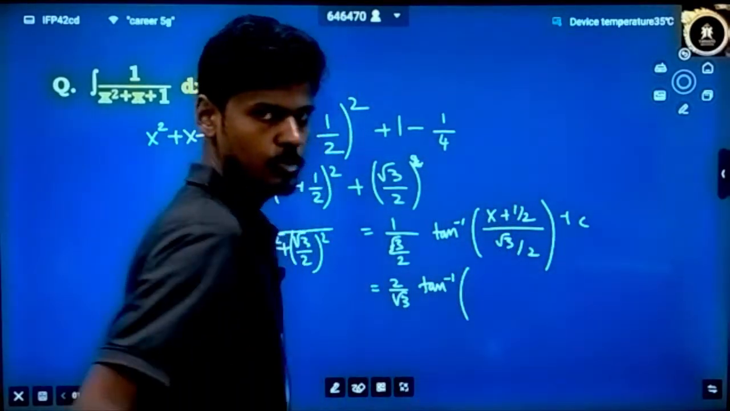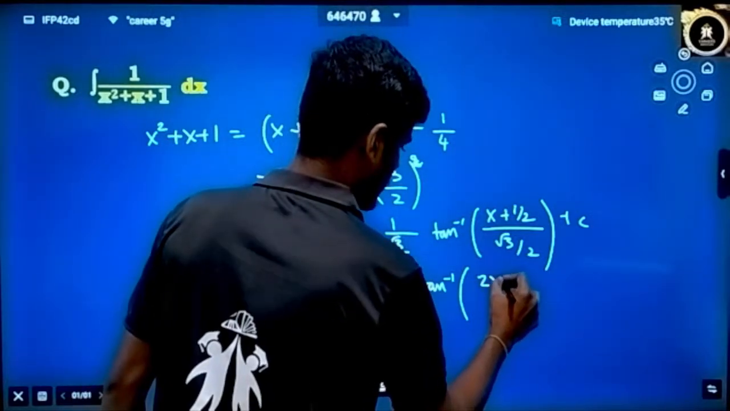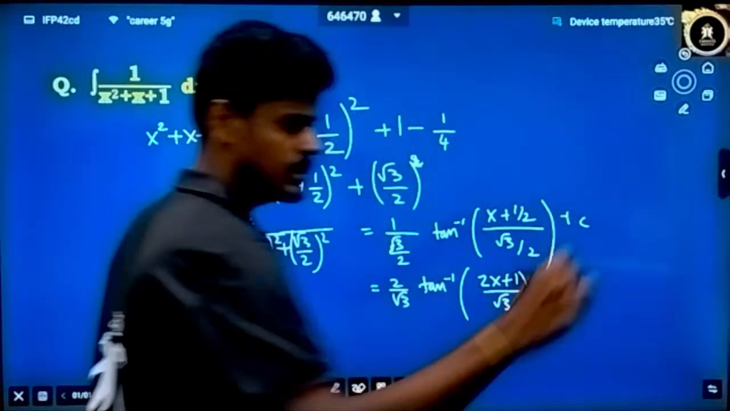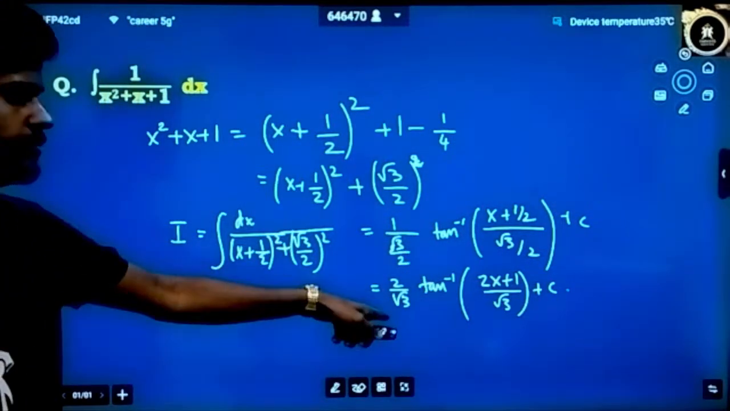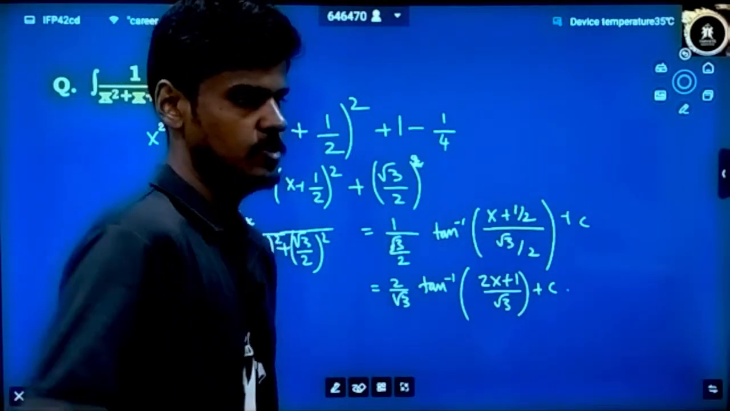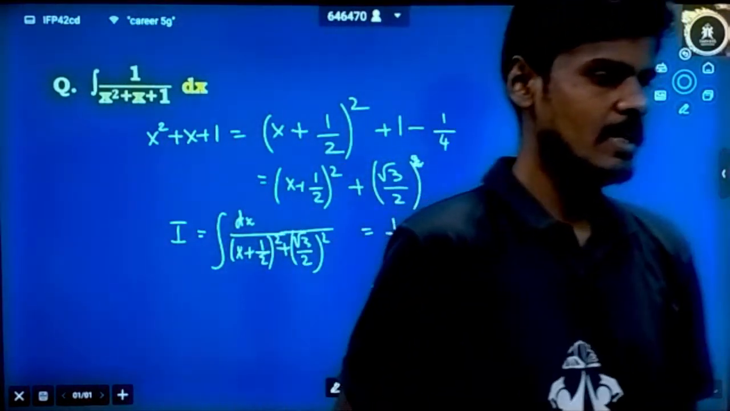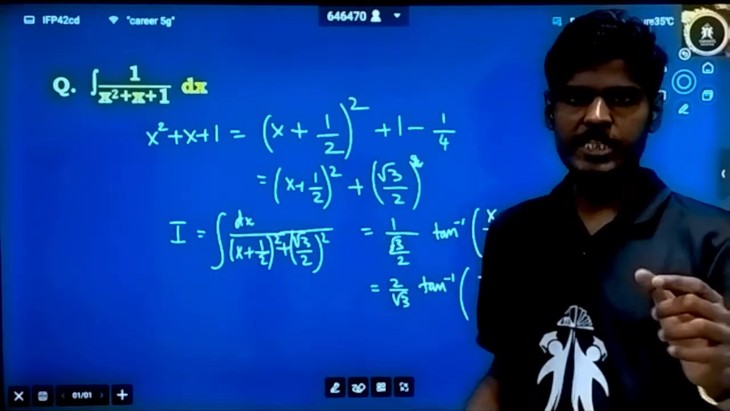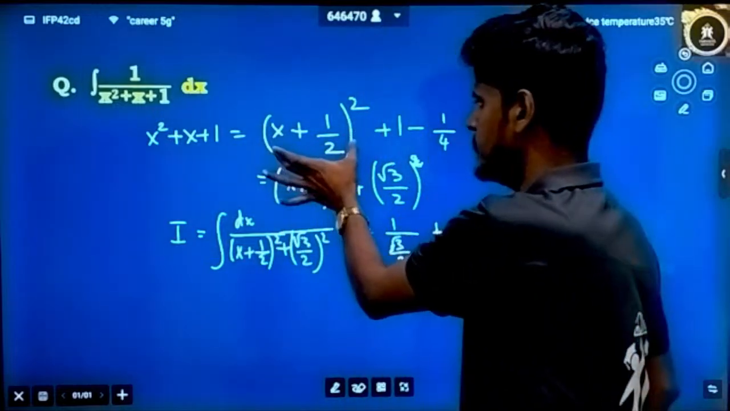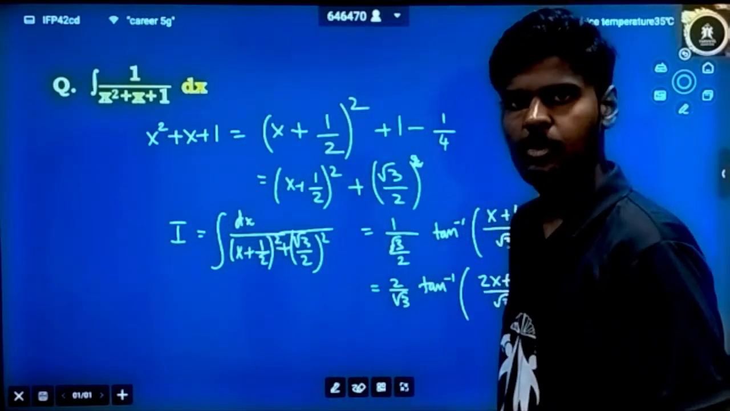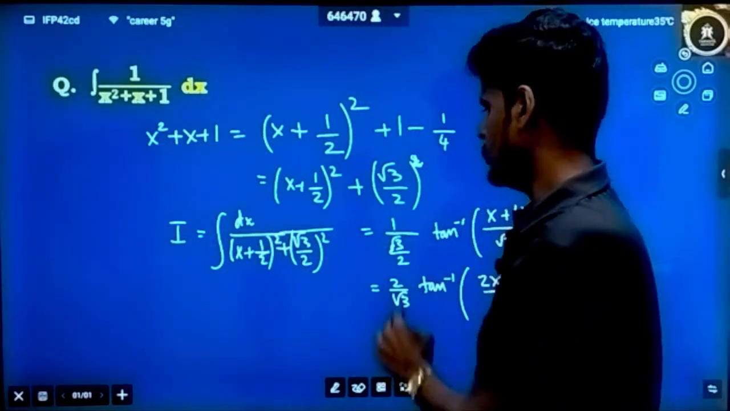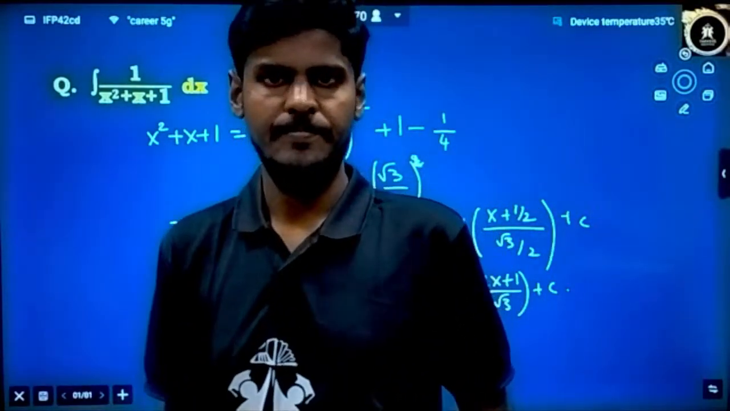Now this is equal to 2 by root 3 tan inverse of, here we will get 2 in the numerator, so we get 2x plus 1 divided by root 3, plus the constant of integration c. So the final answer will be 2 by root 3 tan inverse of 2x plus 1 by root 3 plus c. So this is how we should solve this question, students. Clear now how to solve? What is the first step? Try to write this in terms of a perfect square. That will be x plus 1 by 2 whole square plus root 3 by 2 whole square. Then this is of the form dx by x square plus a square, so use the appropriate formula for that. That is it.